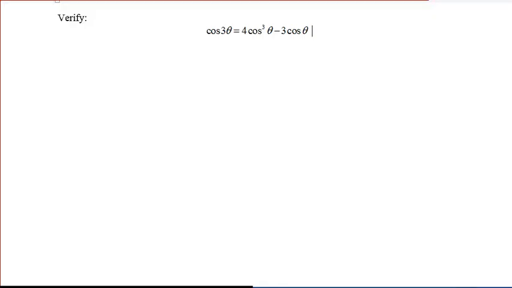Hi guys, Mr. Roth here, and today we're going to be looking at a trig identity problem that uses a lot of the things we've been talking about lately. Let's dive right in. Cosine of 3 theta.